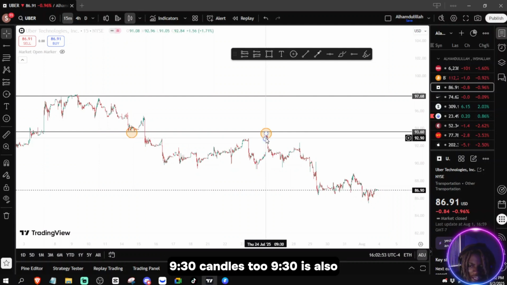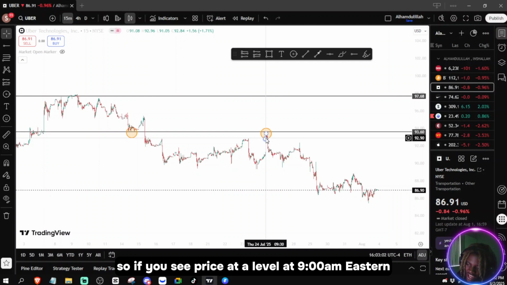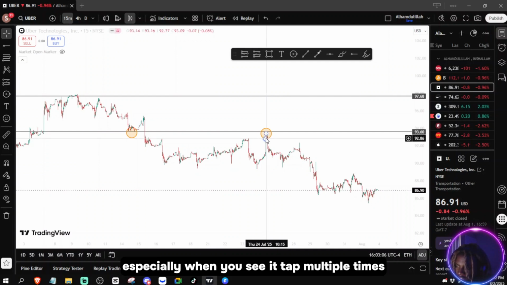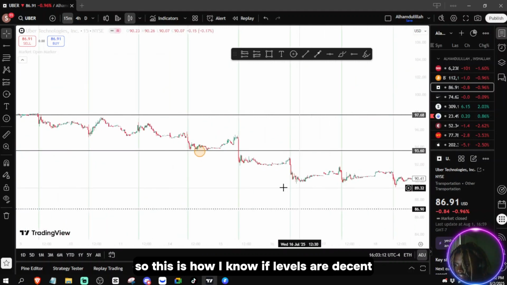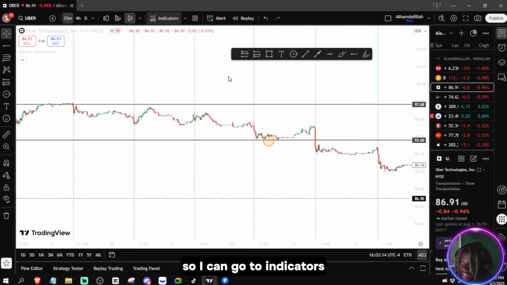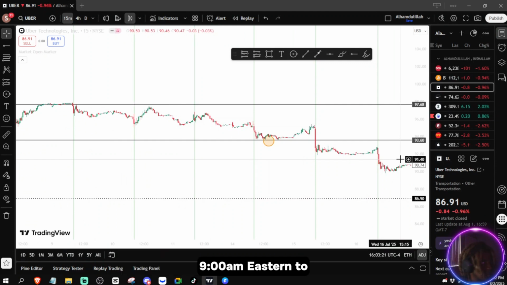9:30 candles too. 9:30 a.m. Eastern time is when the United States stock market opens. So if you see price at a level at 9:30 a.m. Eastern, it's most likely an important level, especially when you see it tap multiple times. I can put my cursor here and see it at 9:30 and use my favorite indicator, Market Open Maker. This is how I know if levels are decent. I can go to indicators, go to Market Open Maker, and the United States stock market is open from 9:30 a.m. Eastern to 4 p.m. Eastern.